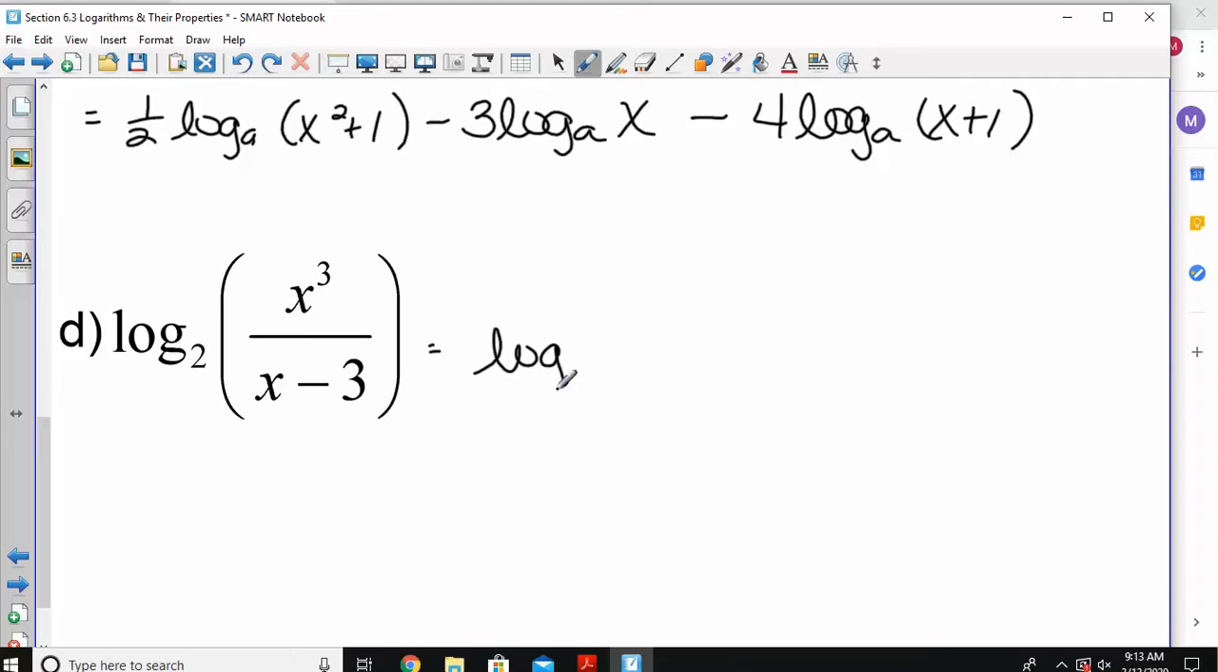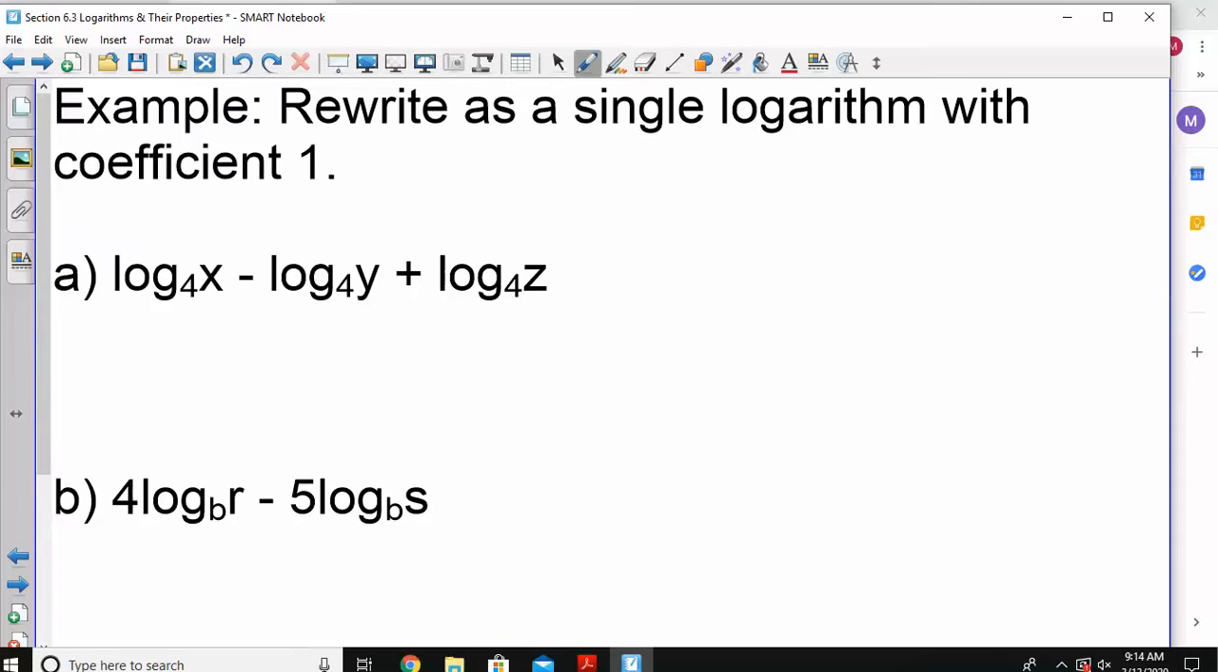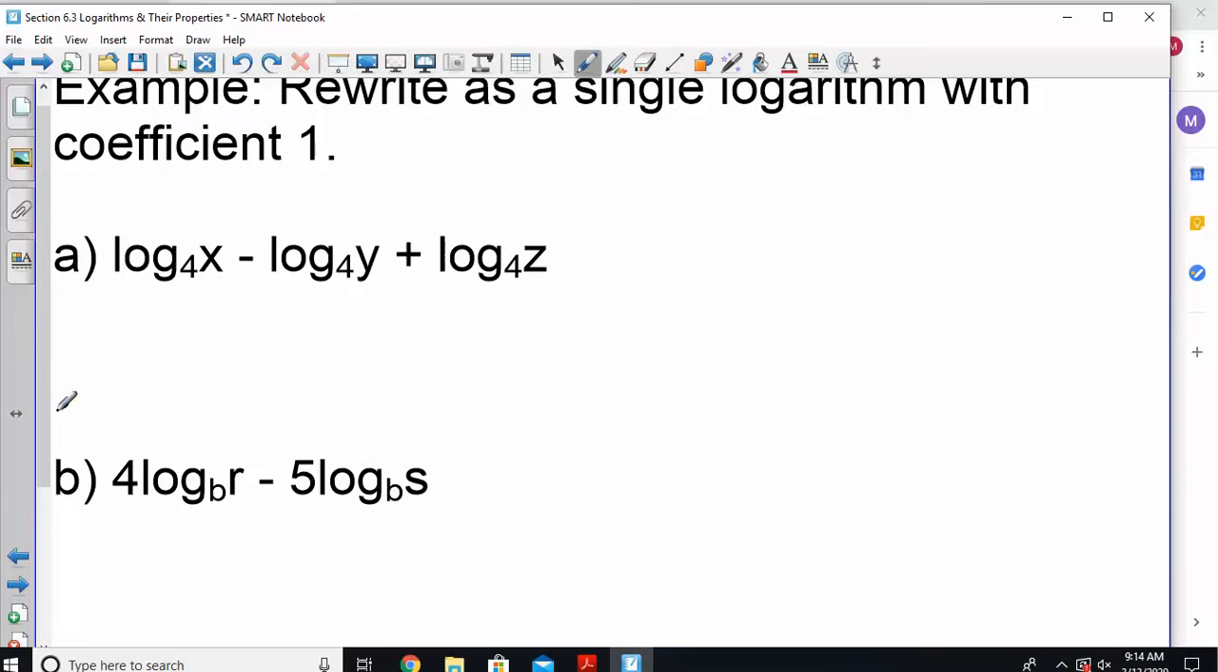Second one. We have the log base 2 of x cubed, so the x stays and the 3 comes down, minus log base 2 of the x minus 3. There is subtracted, so I can't break it up. Questions on those two? I'm going to keep using these properties, but we're going to go the other way. I want you to write these as a single logarithm. So this time I've given you the broken apart version. You have to put it back together.